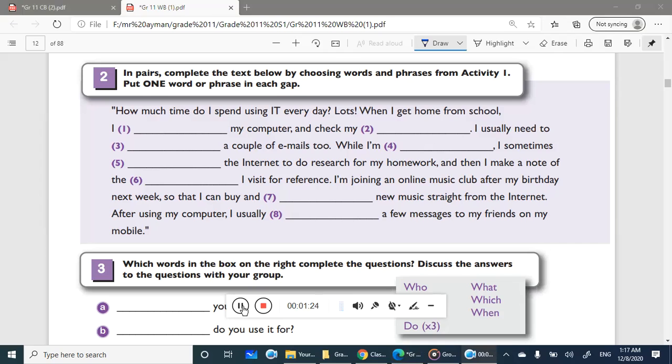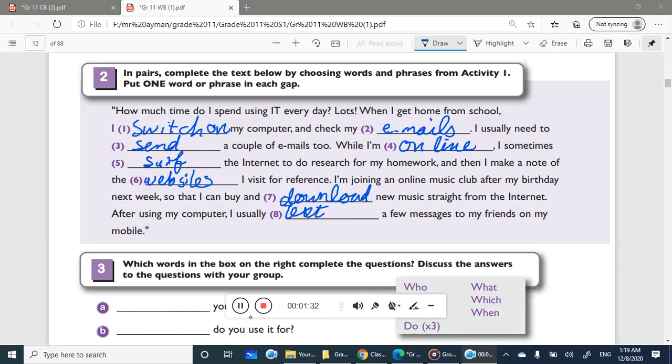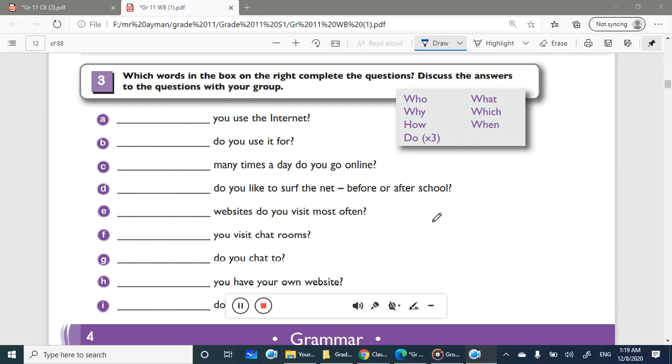Now let us answer these questions and check our answers. And then let us revise the question words, then answer these questions.